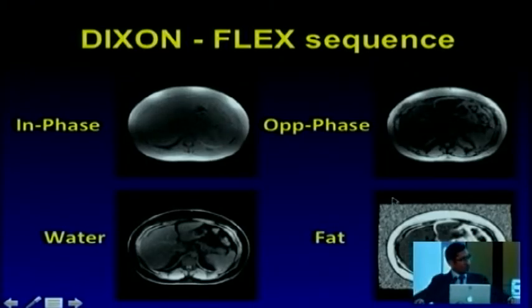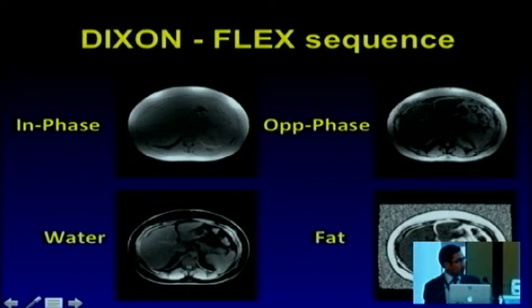We can also have other sequences. These are all called fancy names of the signals because each vendor tries to be different from the other vendor by naming the sequences differently. So this is a GE sequence called the flex sequence. It gives you in phase, opposed phase, water only image, fat only image. And this is the one which is important for us.